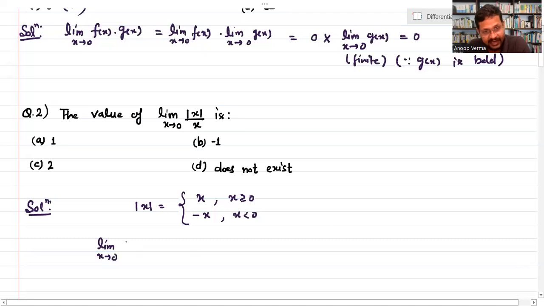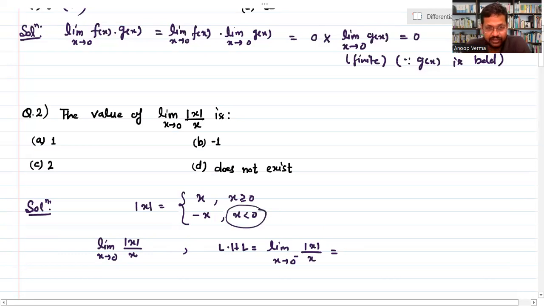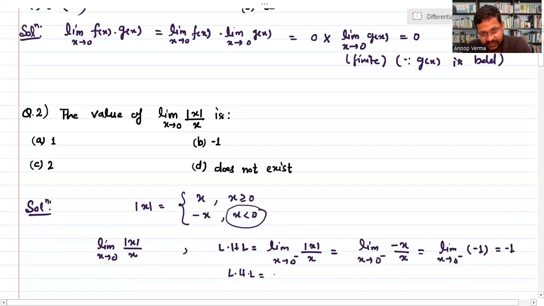Here, when calculating the limit, we have to calculate both the left hand limit and the right hand limit. First, the left hand limit. We have limit when x tending to 0 minus of mod of x upon x. When x is 0 minus, it means x is less than 0, so mod of x will be opened as negative x upon x. When you cancel it out, the limit x tending to 0 minus will be minus 1. It means the left hand limit of this function is equal to minus 1.